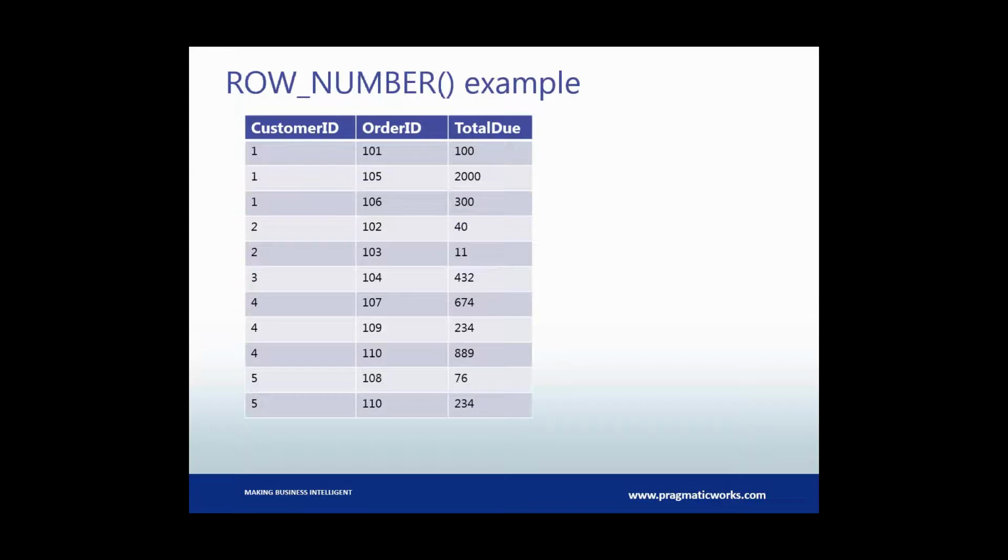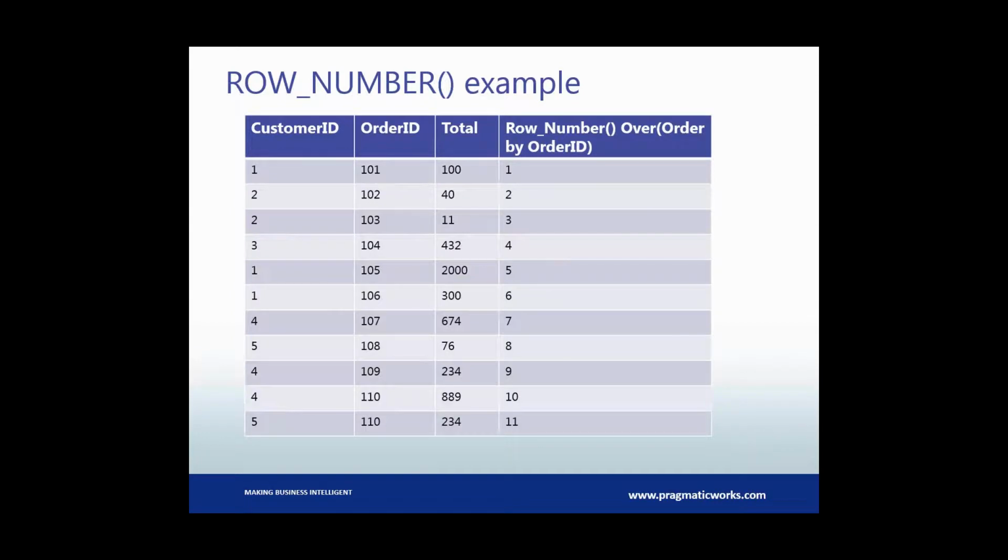So let me just walk you through an example of how row number works in case you haven't seen it before. So I have some data here. This data is not out of AdventureWorks, it's just some data that I made up. I have a customer ID, an order ID, and a total due. Let me go ahead and sort that data by the order ID. That's all I've done here.